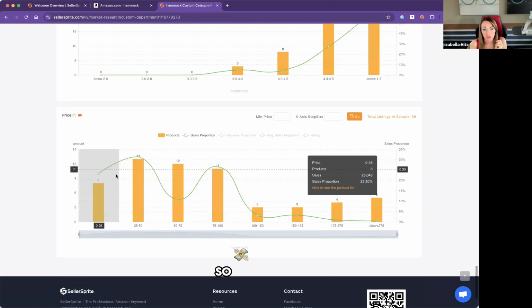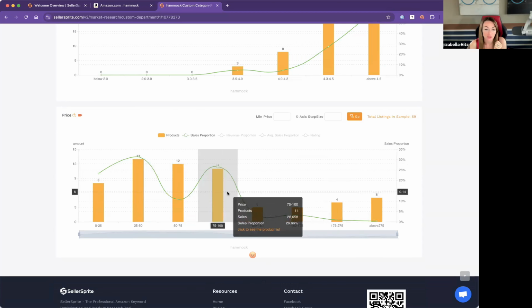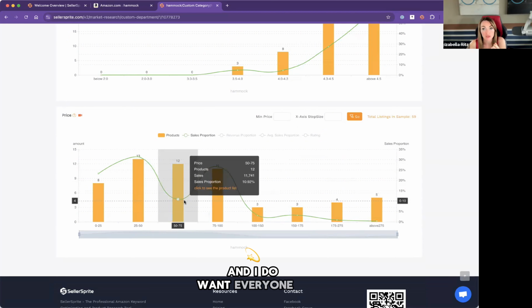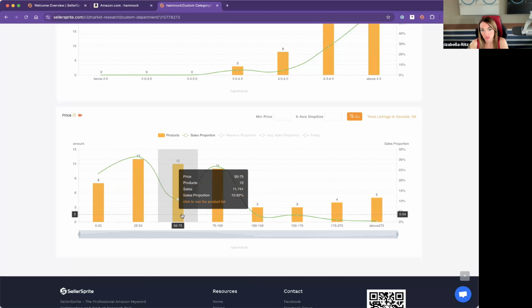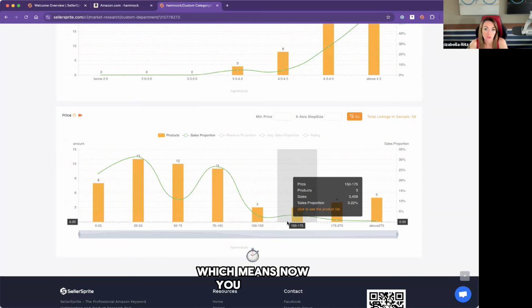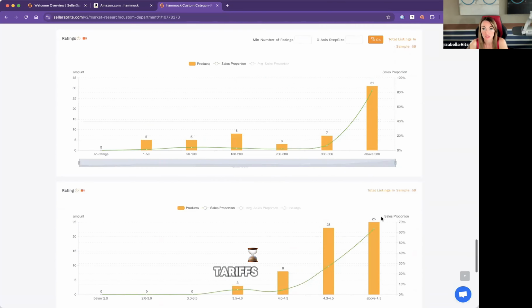So now, the price point. This is something I'm always trying to get your attention on. I hate to sell cheap products, and I want everyone to sell only products where they will make money. Not just because they're expensive, but because they're products that will help you make more money on Amazon. And you can see that not a lot of sellers are selling something cheap. Most of them are starting at $75 and up, which means now you have to work on product development and work with your supplier to get it cheaper, because we are also facing potential tariffs right now.